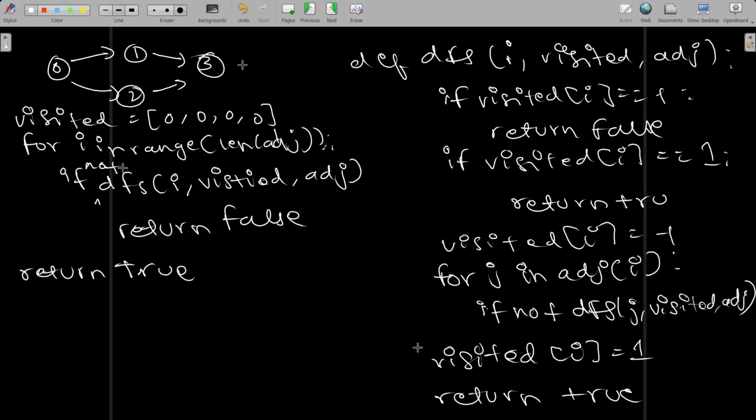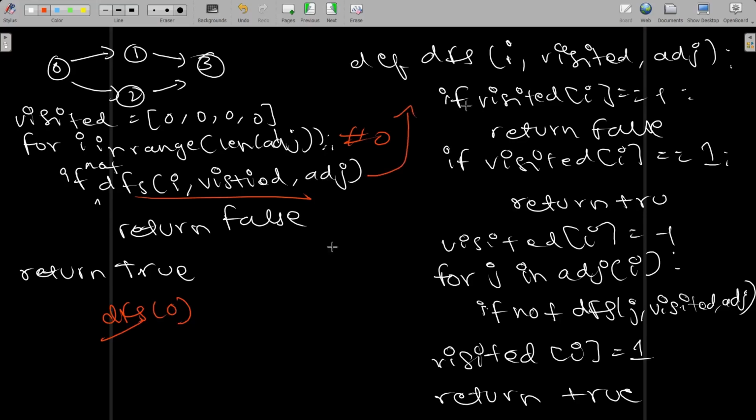For i in range of the length of the adjacency list, we'll go to 0 and perform it on 0. If not DFS, let's see what the not is going to do later. Let's go inside the DFS call over here. We'll do a DFS call on 0 and move on.